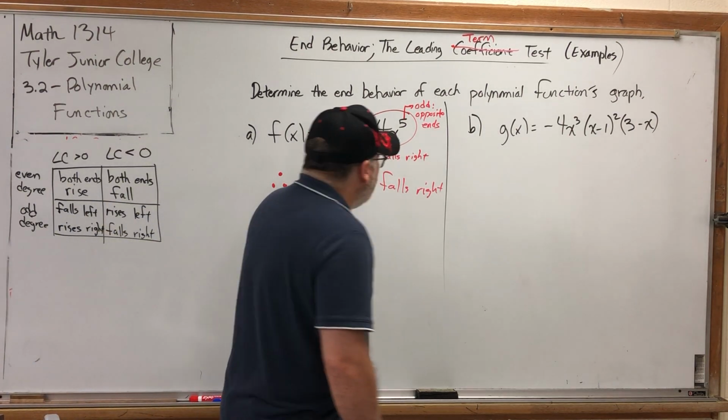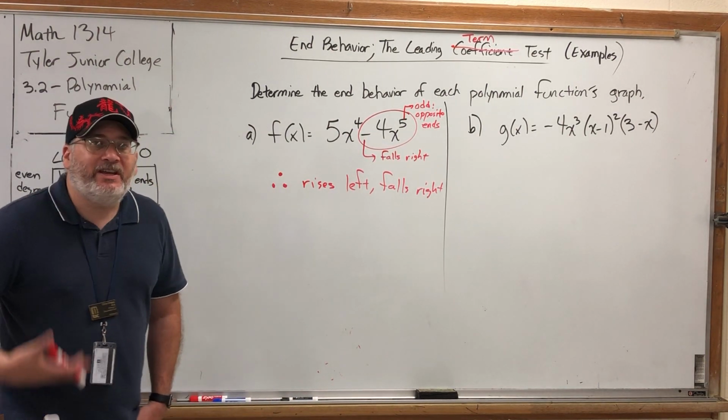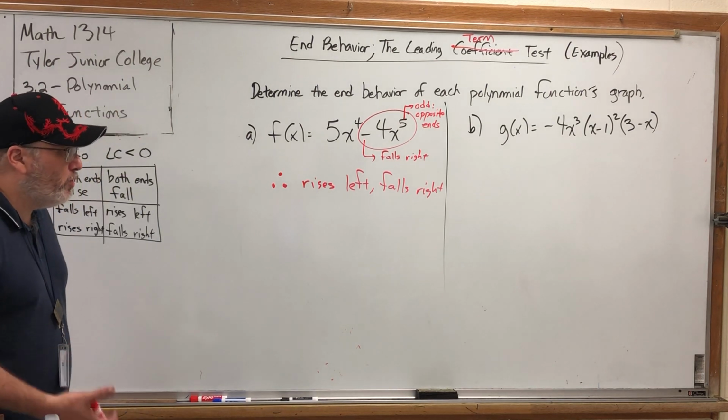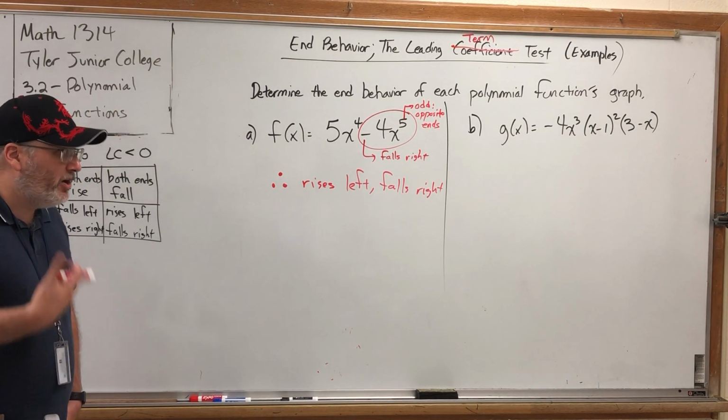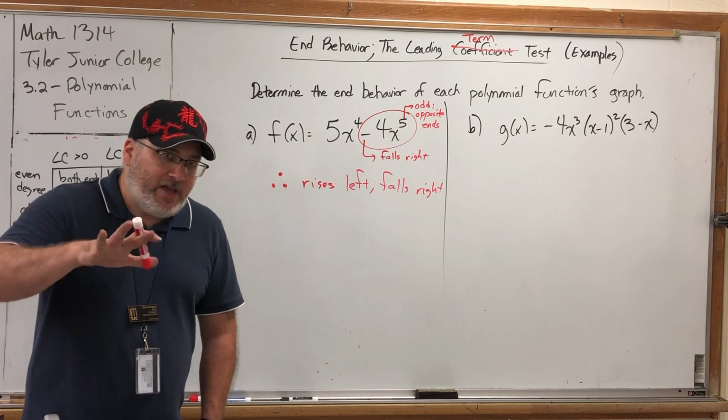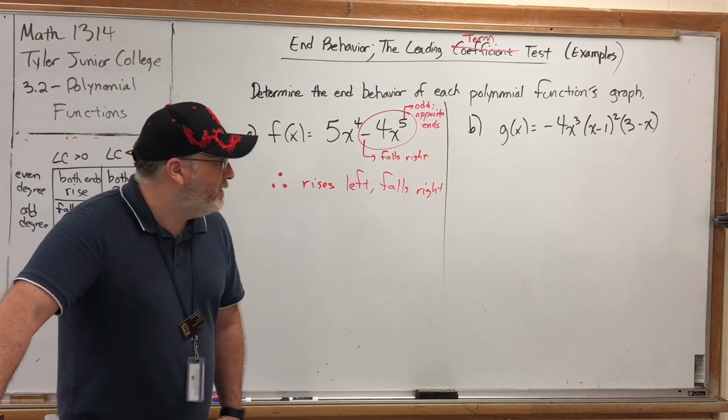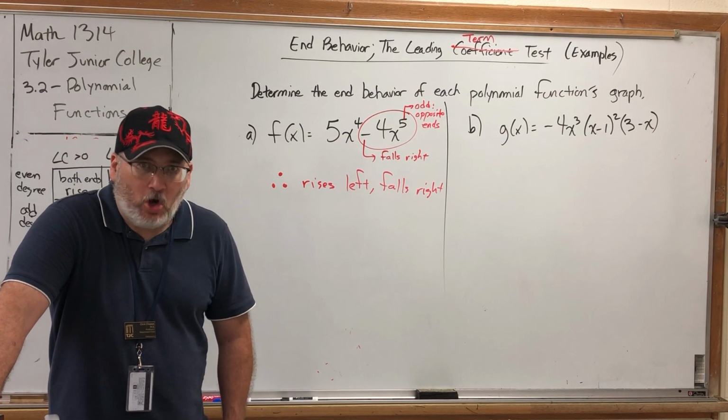In order to determine the end behavior, we need to know the leading term. We need to know the term with the highest power if this were entirely multiplied out. Now, if you saw through that, then you might have started multiplying it all out.